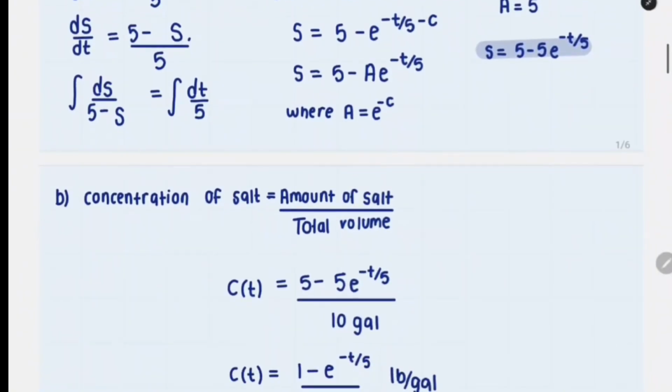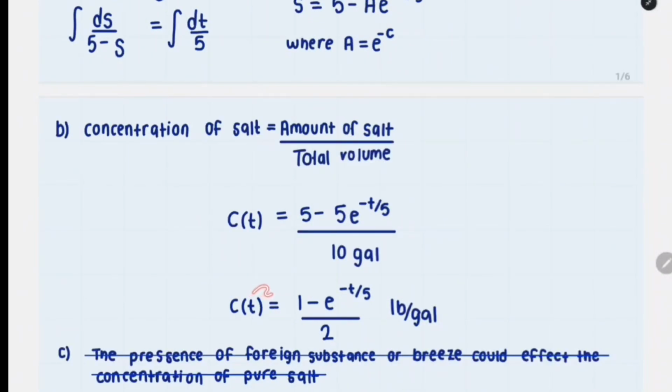So we'll move to the next question, asking about the concentration of salt. To find the concentration of salt, we use the basic knowledge of chemistry, which is concentration equal to the amount of salt over total volume. Since we already found the equation for the amount of salt in the previous question, and the total volume is also given in the question, we can substitute the values into this equation. So the concentration is equal to 1 minus e to the power of negative t over 5, over 2.